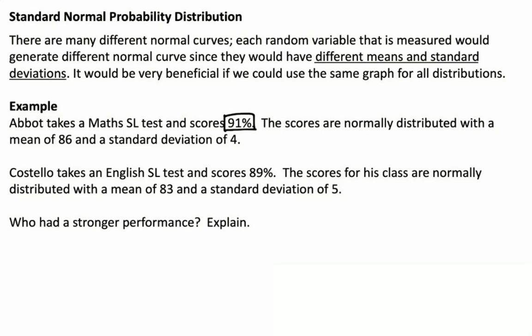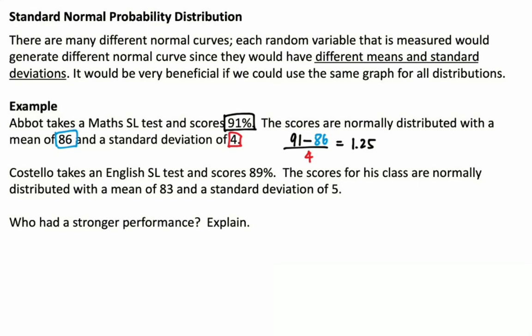What we want to know is how many standard deviations from the mean did Abbott and Costello score. So Abbott's test was 91. We are going to scale it back and see how far it was from the mean. So we are taking 91 and subtracting away 86. The standard deviation is 4, so we're going to divide by 4. So how much higher is Abbott's score compared to the mean? He is 1.25 standard deviations above the mean.